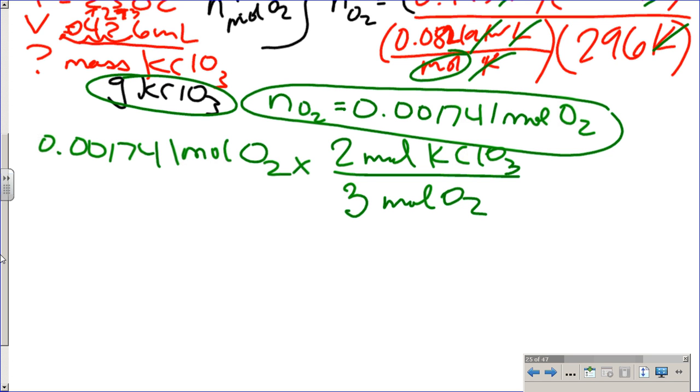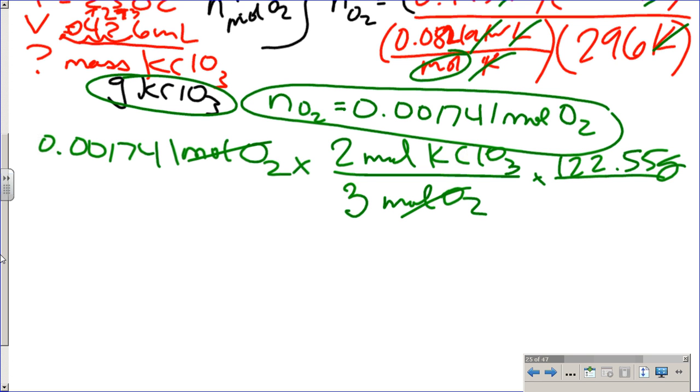And I'm not going to stop there. What's my final question? The units they want. Grams, right? I'm just going to keep going, because my moles of oxygen are gone. I'm in moles of potassium chlorate. Well, I just have to get the molar mass of that. So 40 plus 35.45 plus 48 is like 122.55 grams potassium chlorate over 1 mole.